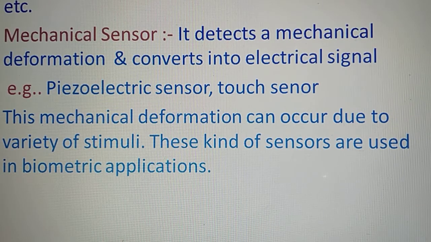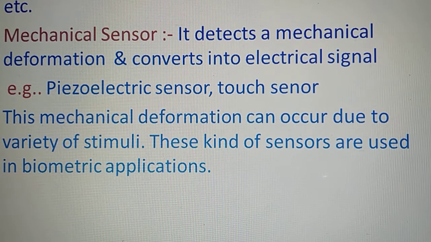Examples of these mechanical sensors are the piezoelectric sensor and the touch sensor. Now, what is a piezoelectric sensor? We know that piezoelectric sensors are sensors which, if you apply some pressure on them, or an electrical voltage, sense the pressure applied on their faces and convert that into electrical current or voltage.